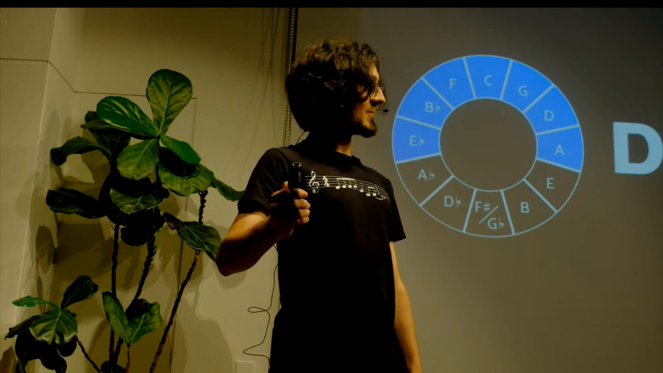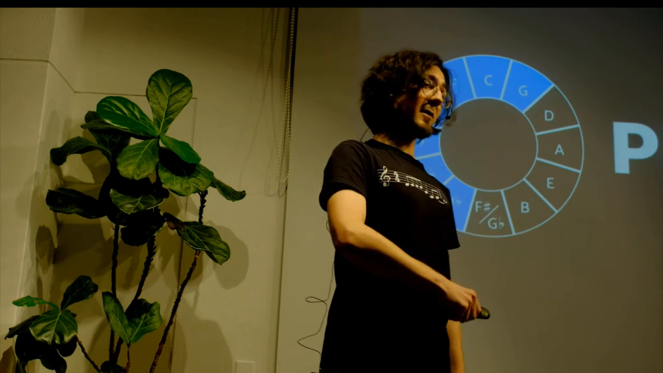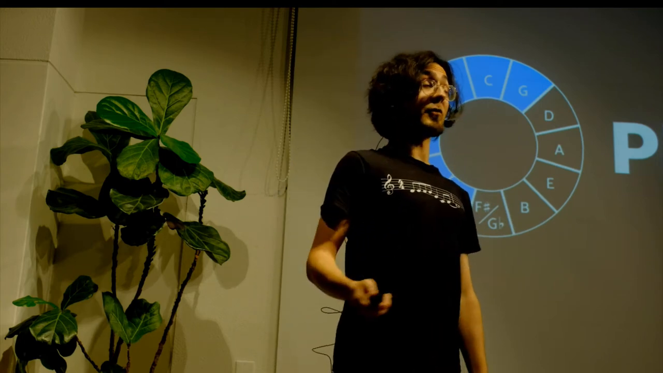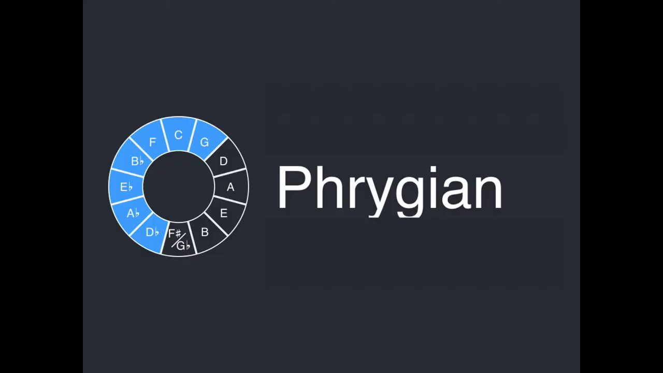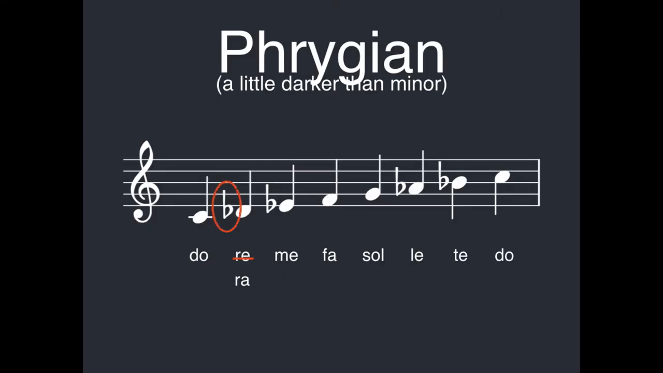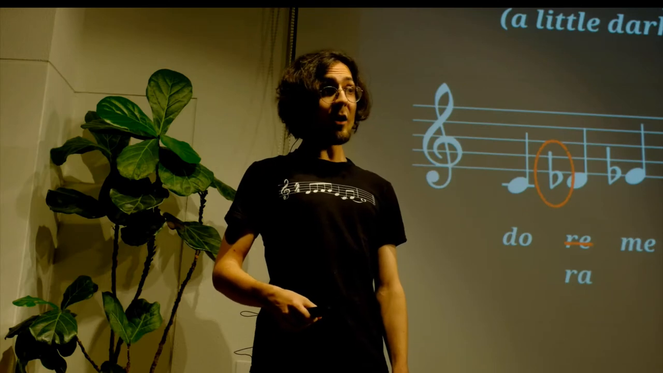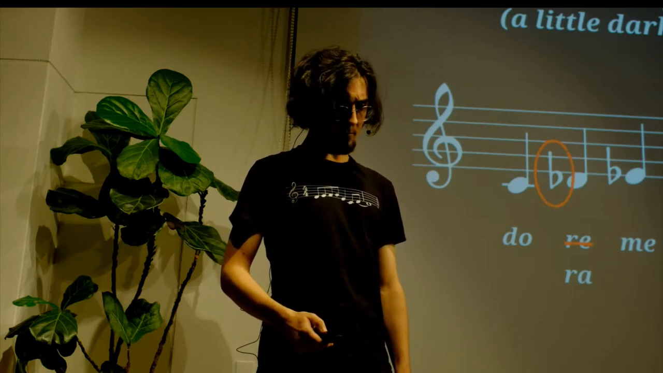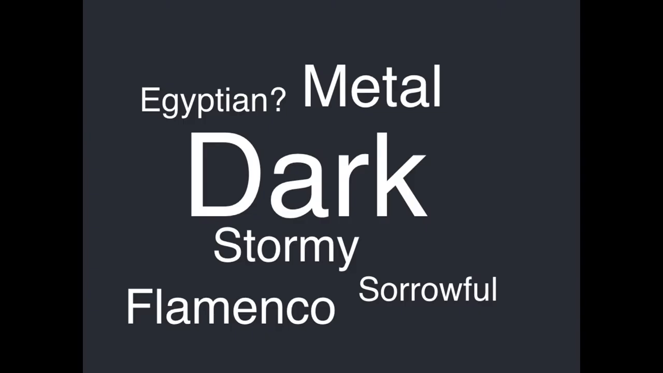One more mode. A little bit darker than minor is a new mode called Phrygian. This, compared to minor, has a flat 2 in it. It sounds like this. Do, ra, me, fa, sol, le, te, do. That flat 2 sound, it's pretty dark.